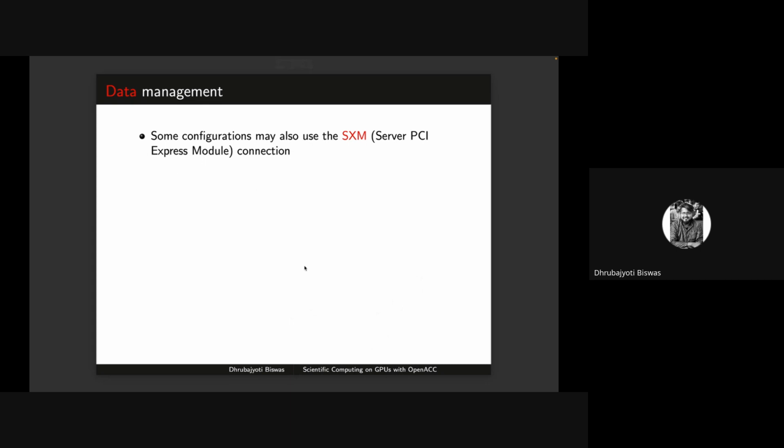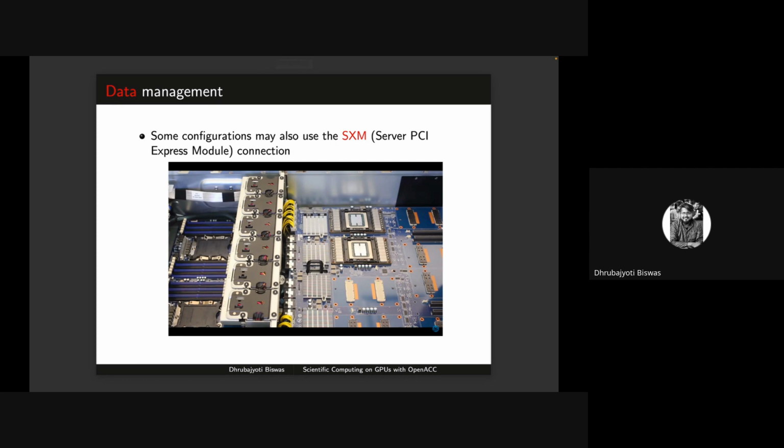Some configurations, mostly server configurations, can use SXM, the Server PCI Express module. It is the same thing but in another form factor, and it looks like this. In this picture, here is the GPU and here is the SXM slot. The SXM slot near the bottom of the picture is empty, with no GPU populated, and in this one the GPU is already installed. This is again connected to the CPUs. So this is not PCIe but SXM, a variation of PCIe.